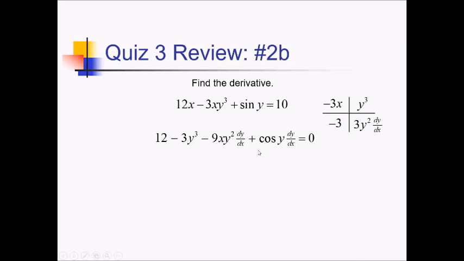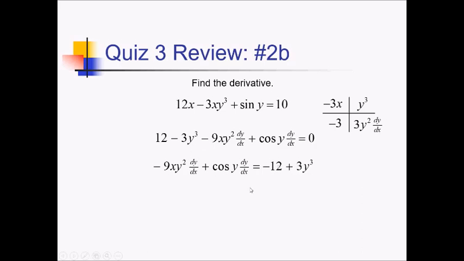All right, so let's see here. Let's keep the dy over dx stuff on the left. So negative 9xy squared dy over dx, and cosine y dy over dx. On the right side, we're going to subtract the 12 to get it over there, and add the 3y cubed.